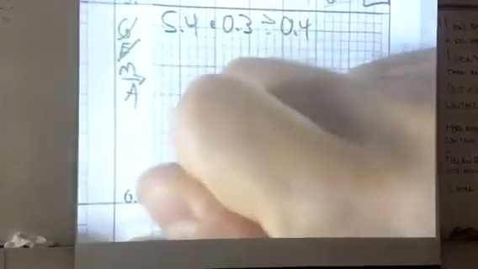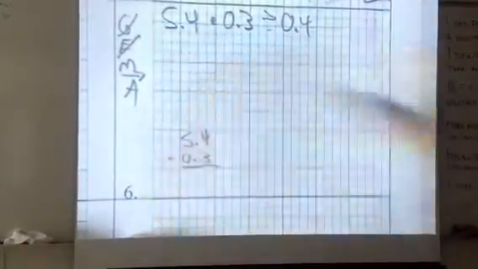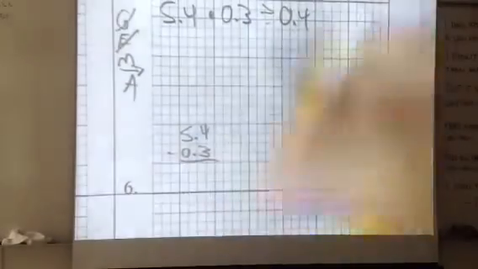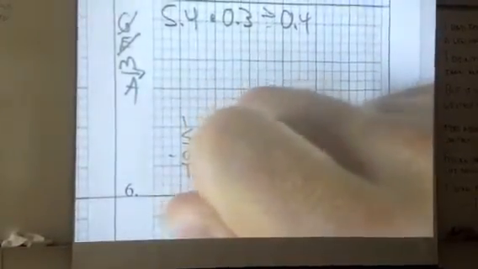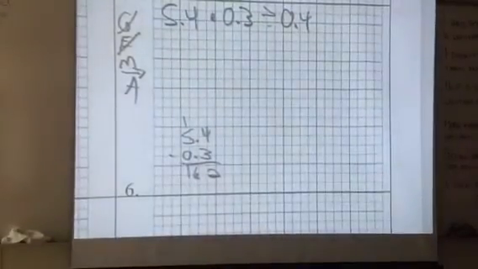So first I'm going to multiply. I've got 5 and 4 tenths times 0 and 3 tenths. I'm going to bring it down there so I can keep what's going on up here without getting too confused. Alright, 5 and 4 tenths times 0 and 3 tenths. 4 times 3 gives me 12. Carry the 1. 5 times 3 is 15. Add that 1. That gives me 16.